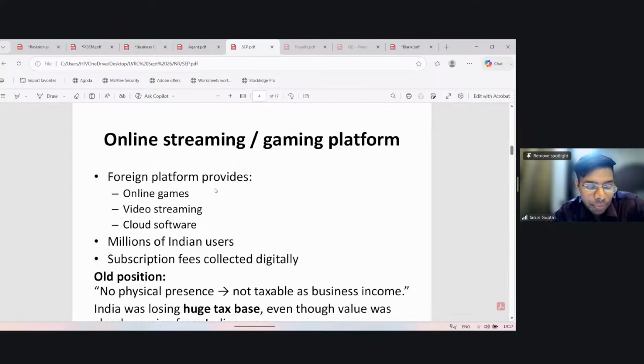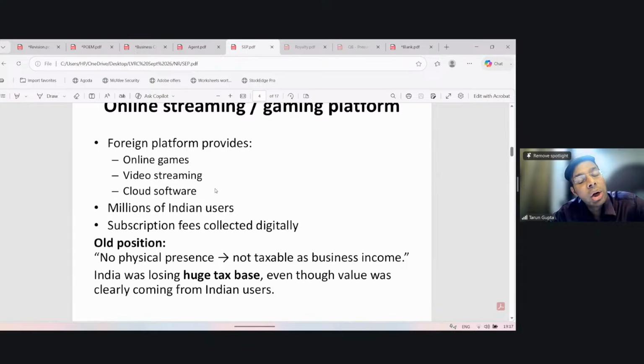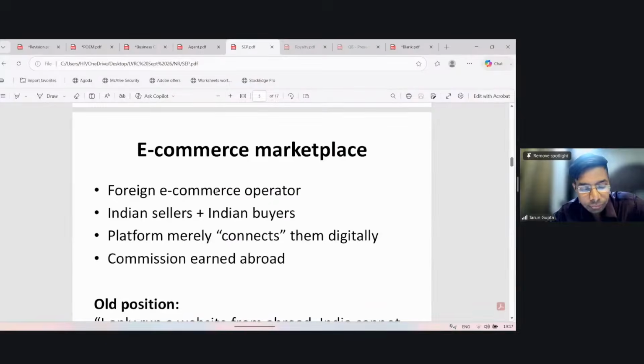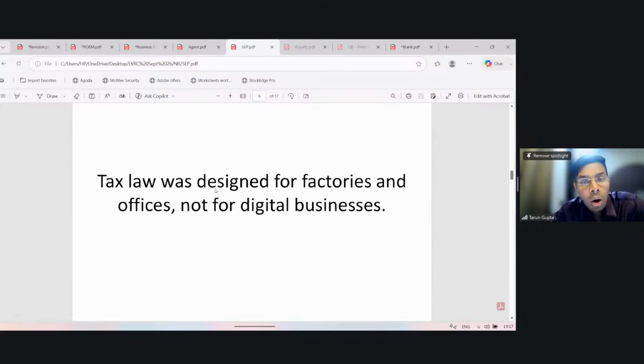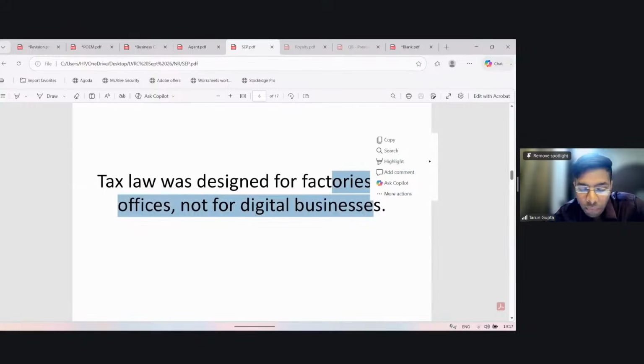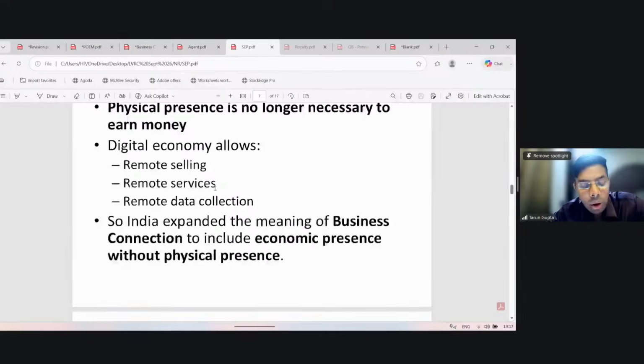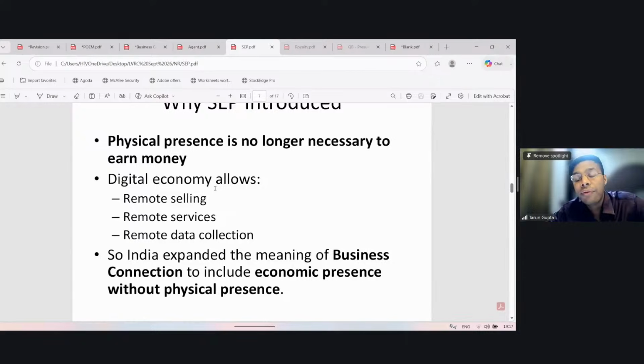See one more example. There is a foreign gaming platform company. It has millions of Indian users, and users pay a subscription fee. So in all these cases, tax law was designed for factories and offices, not for digital business. But now the way businesses are done has changed. So therefore, SCP, significant economic presence, was introduced.